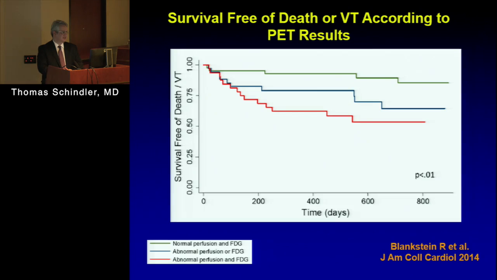Okay. Then from Ron Blankstein, Brigham, was the first study showing that when you have normal findings, you have a relatively good outcome. When you have now a mismatch, reduction in perfusion and FDG uptake, you see the event rate increases. And when you have only FDG uptake, inflammation, or maybe sometimes perfusion deficit only, the risk is intermediate. But this was the first study. Of course, we need now large multi-center trials to pool the data and to bring out more definite data.